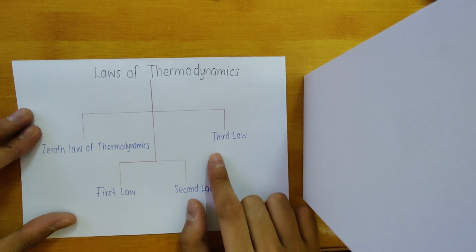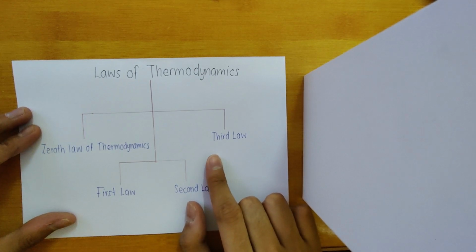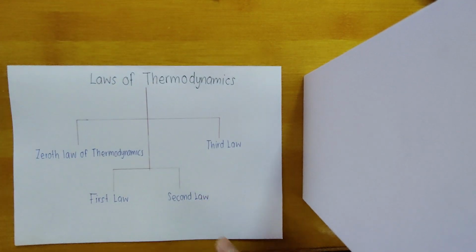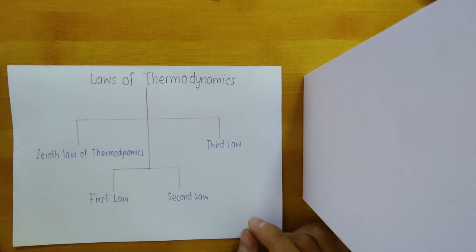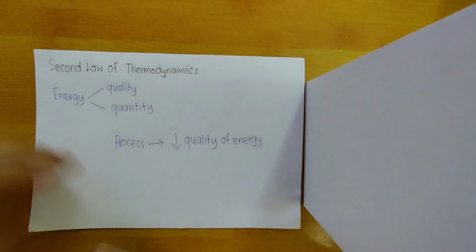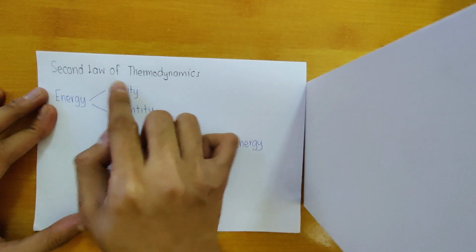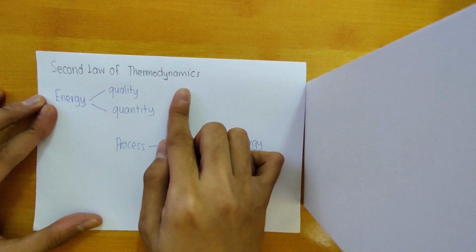The third law of thermodynamics states that a system's entropy approaches a constant value as its temperature approaches absolute zero. This is basically the laws of thermodynamics that apply in our daily life. As I said before, I will emphasize more on the second law of thermodynamics.